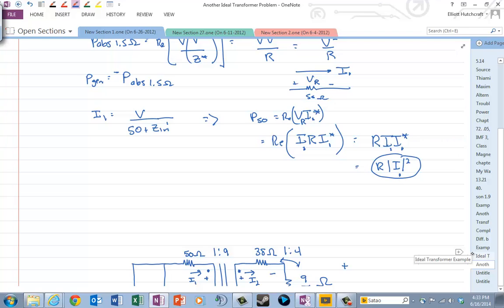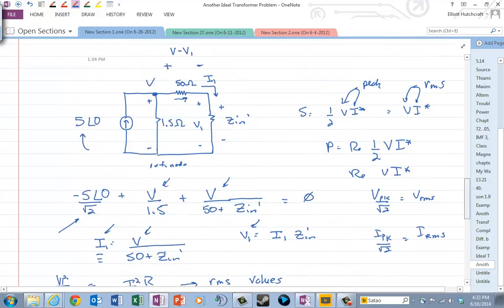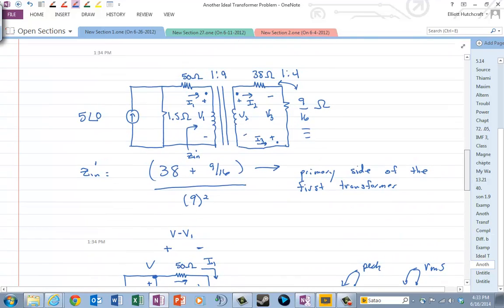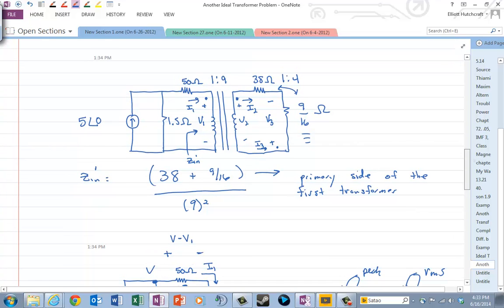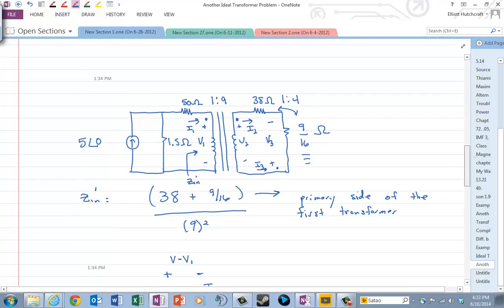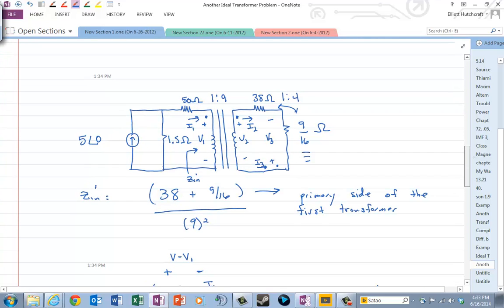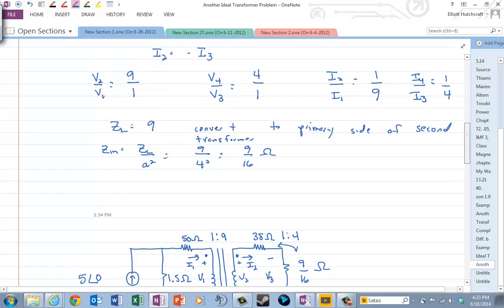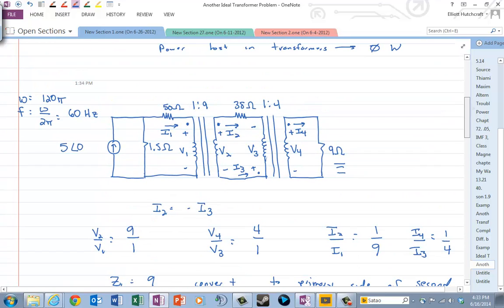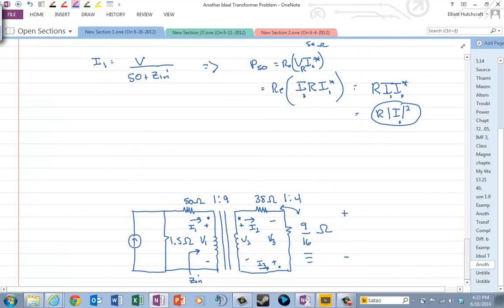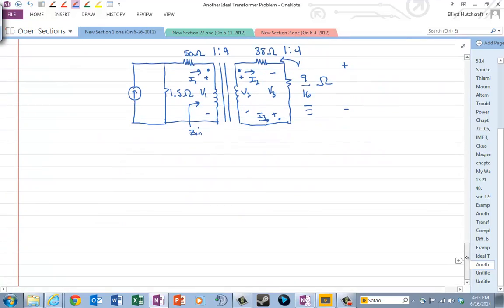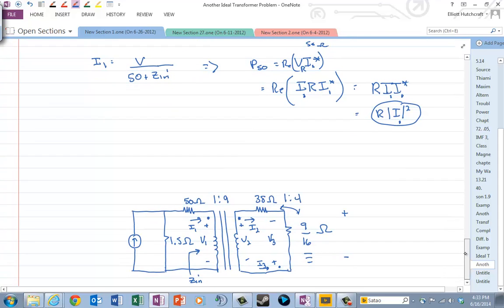Now what I want to do is find the power in the 38 ohm and the 9/16. Well, not really the 9/16, because that's sort of a fictitious resistor that I've created by translating the secondary impedance on the second transformer back to the primary side of that second transformer. I really just want to know the power in that 38 ohm and in the 9 ohm. So I come back here, and remember, I can always use my formulas.